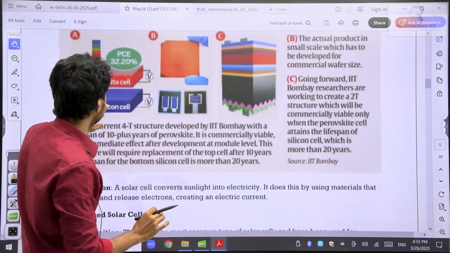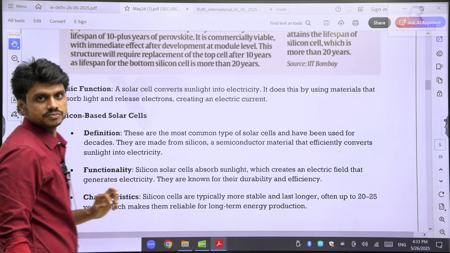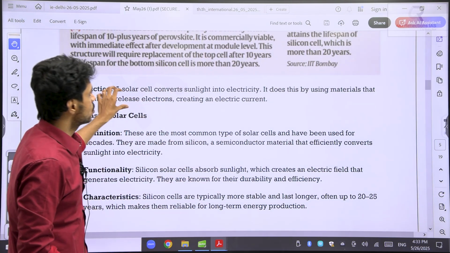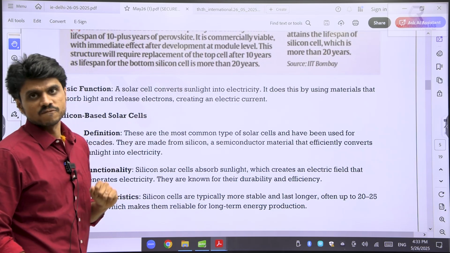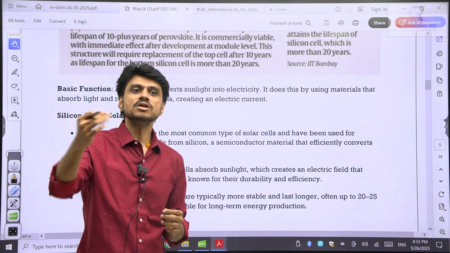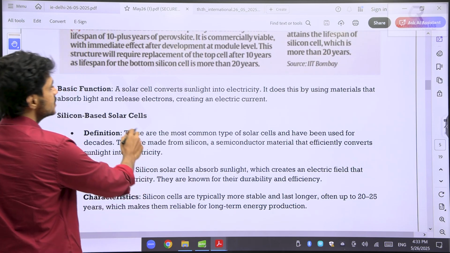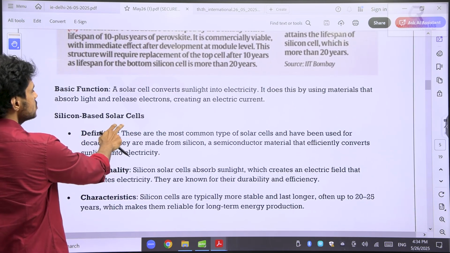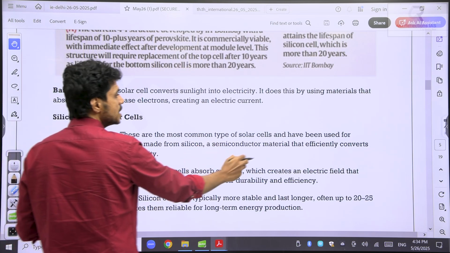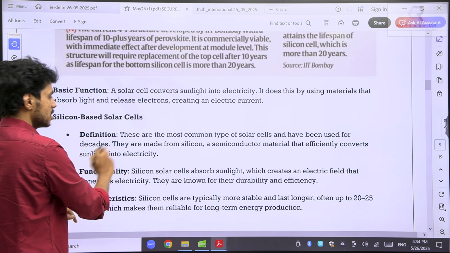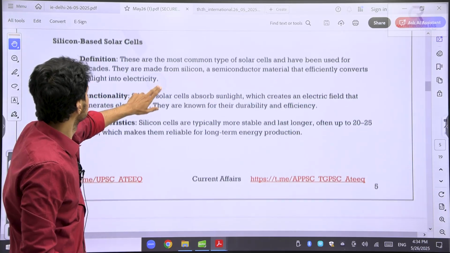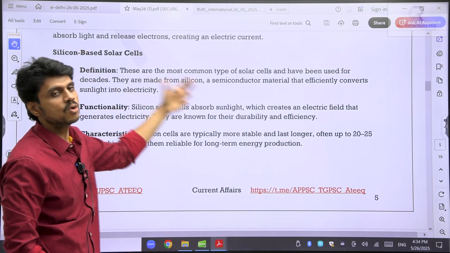But before getting into that, we need to know what a solar cell is. We are talking about a lot of solar energy, the development of solar energy. For that, we develop solar cells using the silicon component. They absorb the sunlight and convert it into electricity. Traditionally used solar cells are silicon based. These are the most common type of solar cells and have been used for decades. They are made from silicon, a semiconductor material that efficiently converts sunlight into electricity. But in order to develop these silicon-based solar cells, we need to import from China and other countries.